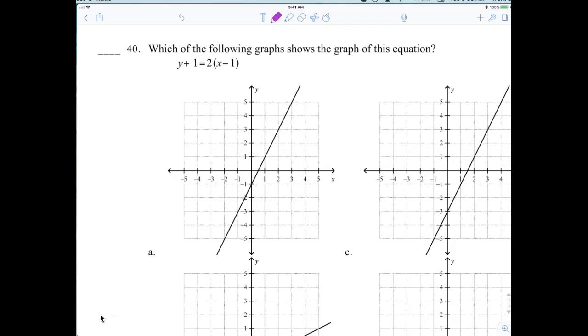All right. Now on this we can just convert it into y equals mx plus b. So y plus 1 equals 2x minus 2. Subtract 1, y equals 2x minus 3. Does anybody have any questions with that? Do you have any issues? Well, if you subtracted 1, how come you do it? You're not subtracting x. You're subtracting 1.